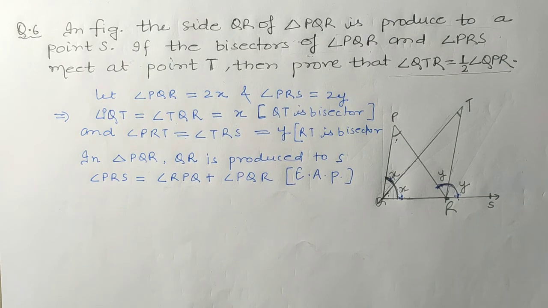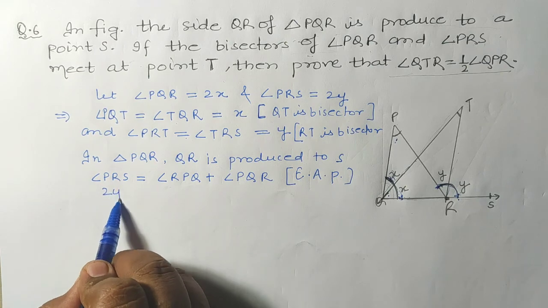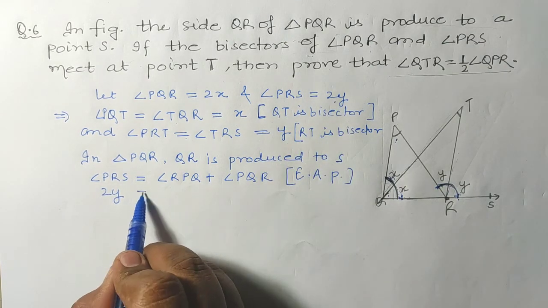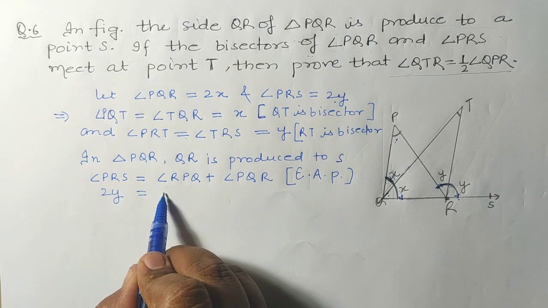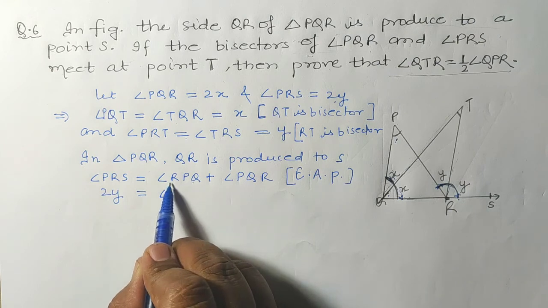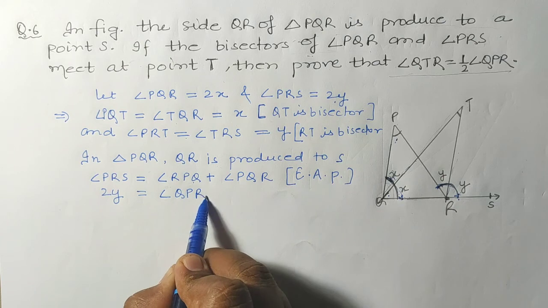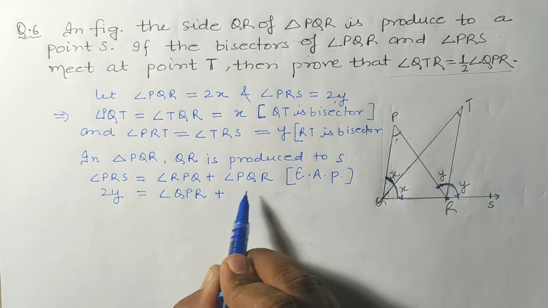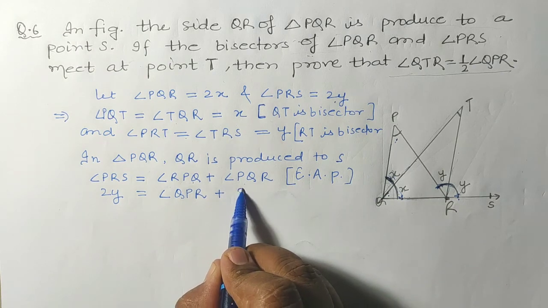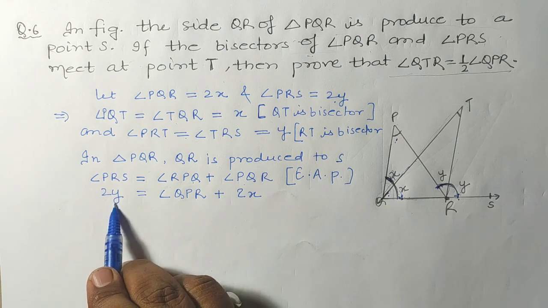Okay, now see, we can put the values. PRS is equal to 2y, as we have assumed here, and RPQ, we don't know the value of this. You can write it QPR also, there will be no difference, plus angle PQR. What is the value of angle PQR? It is equal to 2x. Now what will be the value of y?